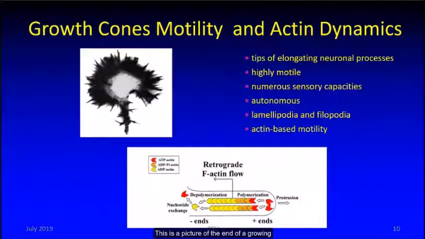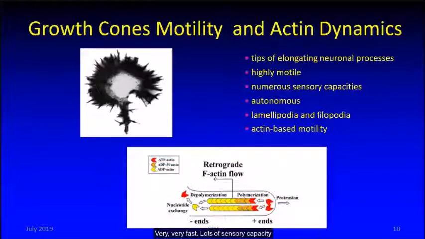This is the picture of the end of a growing neurite. Here's the neurite, the cell body will be somewhere down here. You have this structure that has big veils and spikes. They're called filopodia. This is a growth cone. This is typical for an elongating neural process, very motile, very, very fast.